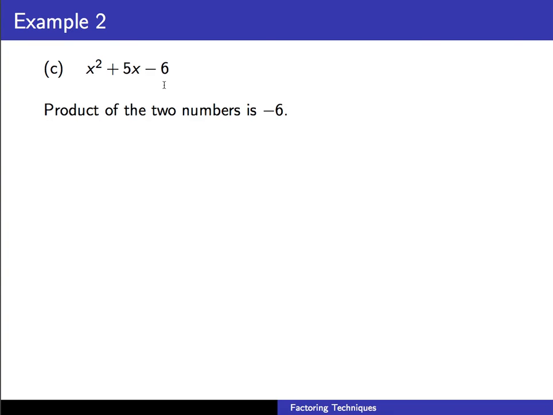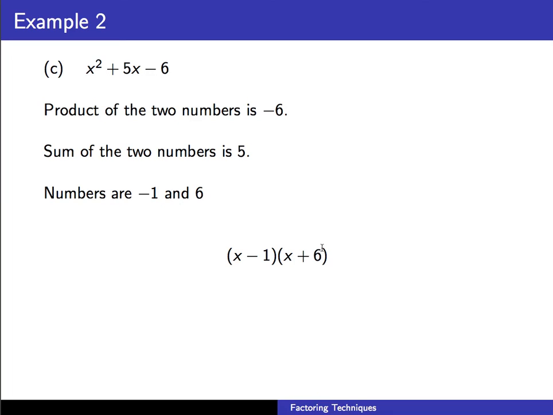This time we need the product of the two numbers to be negative 6 and the sum to be 5. If we multiply two numbers together and end up with a negative, that means one of them has to be a negative number, the other has to be a positive. When we add those two numbers together, since one of them's negative and one of them's positive, their difference is going to be 5. So the two numbers that fit the description are negative 1 and 6. Negative 1 times 6 is negative 6. Negative 1 plus 6 is 5. So x minus 1 times x plus 6. Note that we could also have said x plus 6 times x minus 1. It doesn't matter what order we multiply the parentheses here. If you put x plus 6 times x minus 1, you're fine. You're still right.